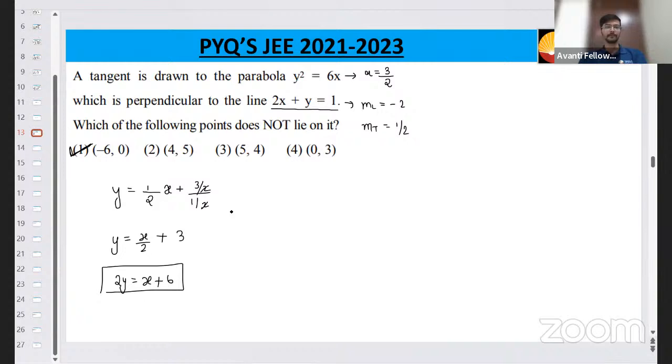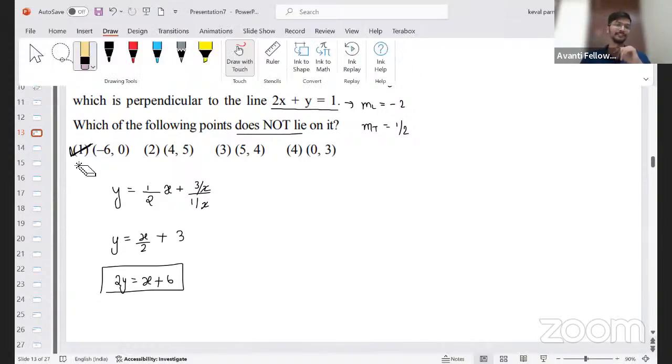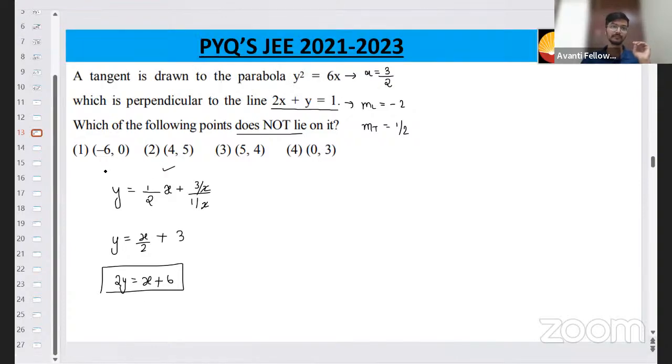Correct? Sorry. We have to find which of the following points does not lie on it. So the point must not satisfy. So the first satisfies. Second option, if we check 4 plus 6, 10, the second also satisfies. First also satisfies. Third option 5 comma 4. So 11, 4 to side. Third does not satisfy. Fourth satisfies. That means our option is 3. We have to find the point which does not satisfy. Right? Options 1, 2, and 4 satisfy. So our answer is option 3.